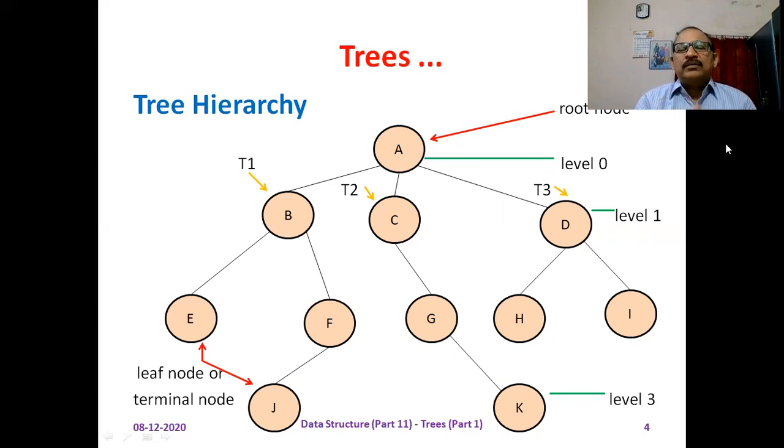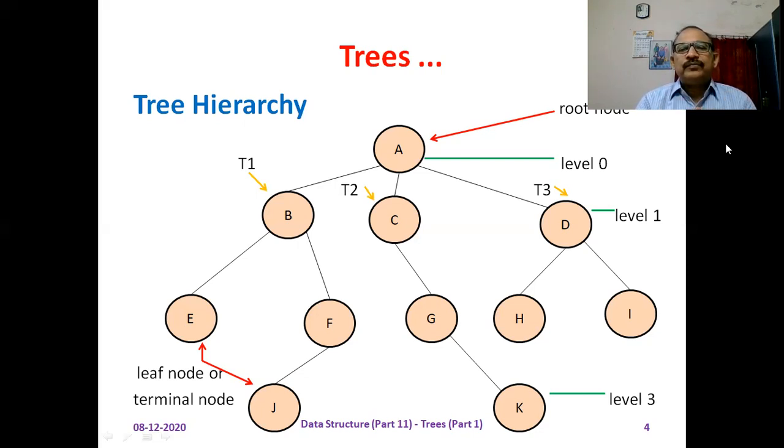Next is the path. The sequence of edges is called a path. The path from A to F is edge AB followed by edge BF, and it is represented as edge AB followed by arrow and followed by edge BF. The path from A to K is edge AC followed by arrow followed by the edge CG followed by arrow and followed by the edge GK.